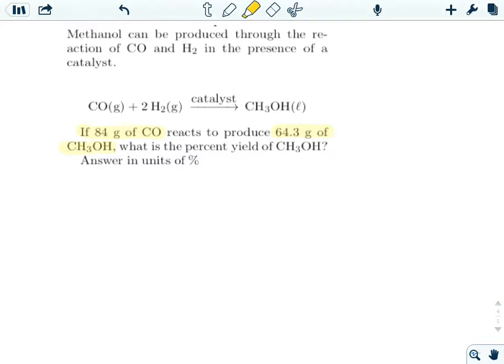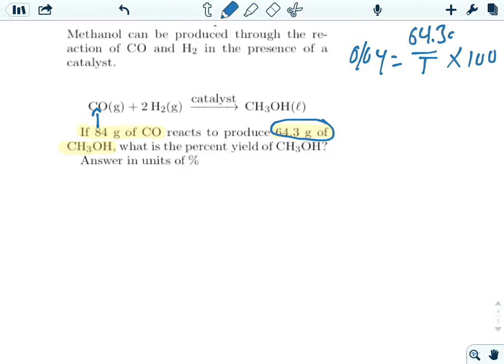So in this reaction, since it only gave us one reactant, we can assume that this is our limiting reactant. And it says that it produced this much, that's 64.3. So that's going to be our actual yield. And so our equation is percent yield equals actual divided by theoretical times 100. So in this case, our actual yield is going to be our 64.3 grams. And so all we have to do is find our theoretical yield.